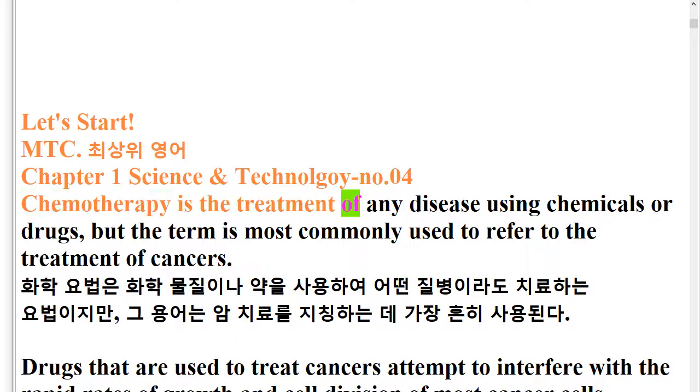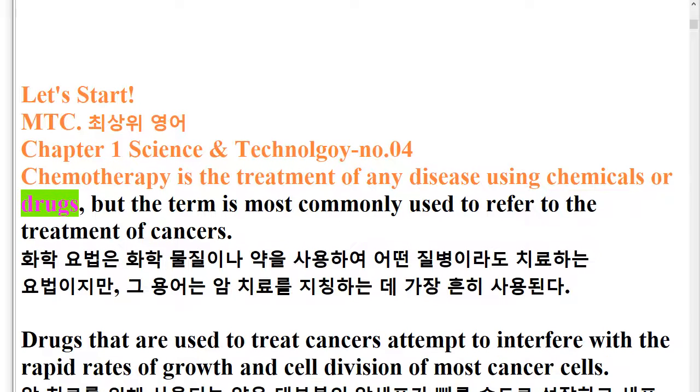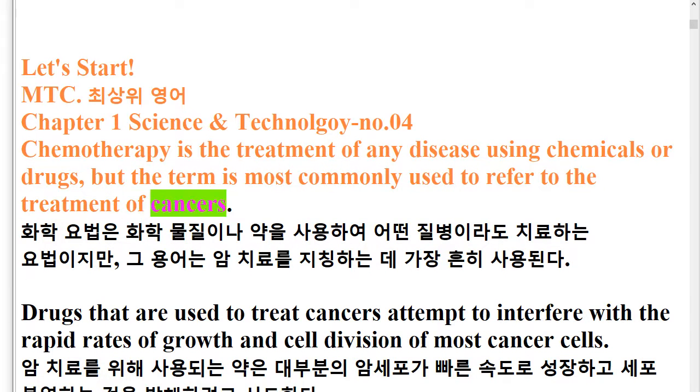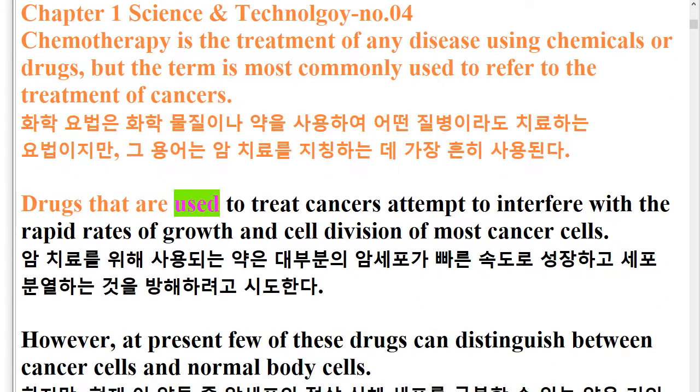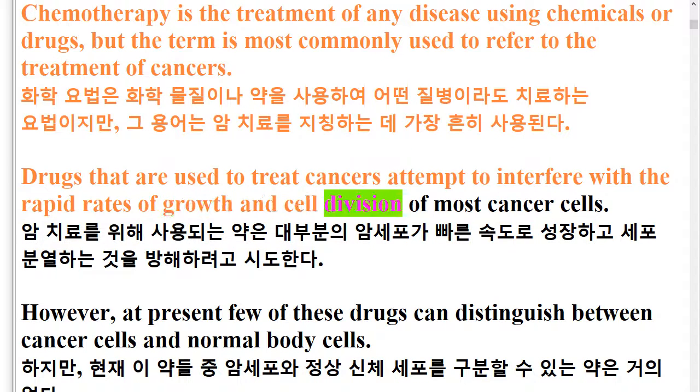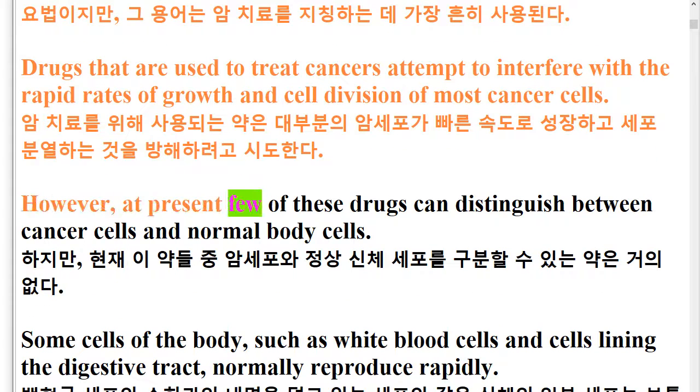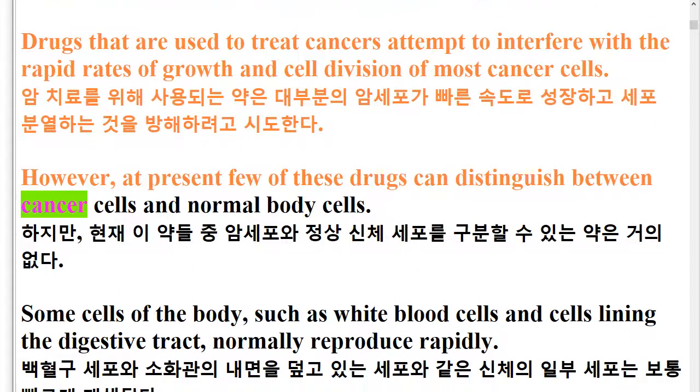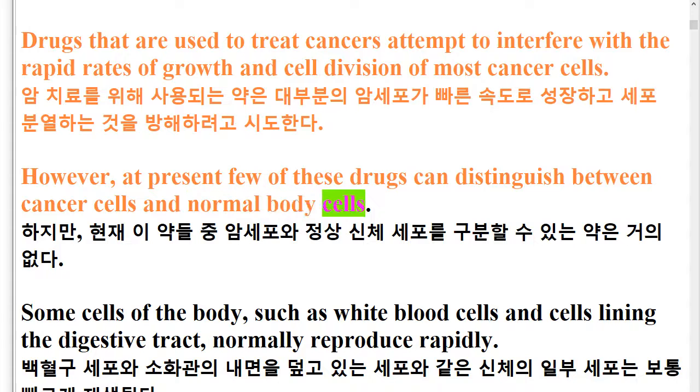Chemotherapy is the treatment of any disease using chemicals or drugs, but the term is most commonly used to refer to the treatment of cancers. Drugs that are used to treat cancers attempt to interfere with the rapid rates of growth and cell division of most cancer cells. However, at present few of these drugs can distinguish between cancer cells and normal body cells.